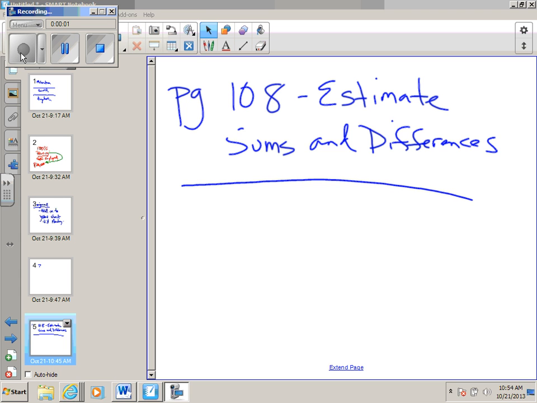Differences for today. Sums and differences, we automatically think of what two operations? Zay? Adding and subtracting. But as you look at page 108, 109, what do you notice? What are we working with today when we talk about this? Mariah? Fractions.